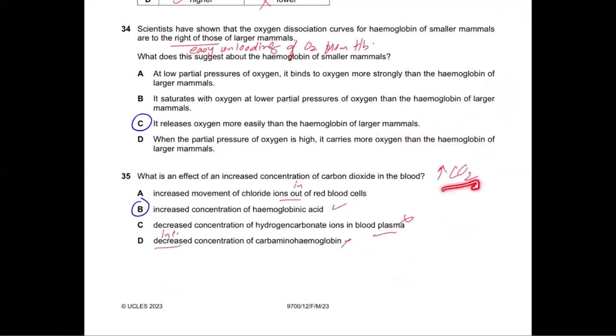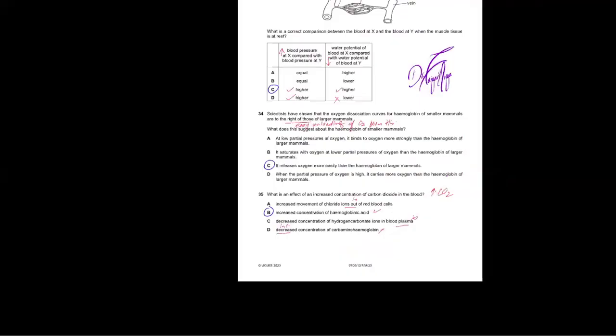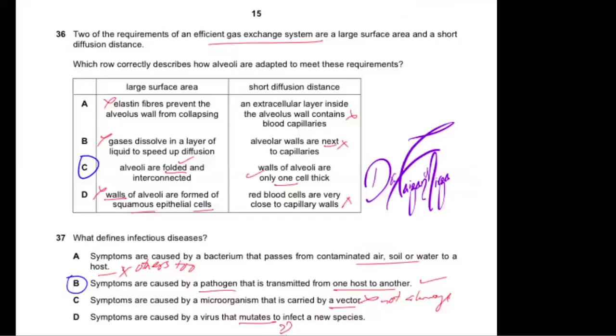So if you increase CO2 in blood, do chloride ions move out of the red blood cell? No, they move in. Increased concentration of haemoglobinic acid? Yes, HHb increases because H plus ions increase, then they bind to hemoglobin. Decreased concentration of hydrogencarbonate ions in plasma? No, HCO3 is not affected by this because it is inside the red blood cell cytoplasm and not in the plasma. Decreased concentration of carbaminohemoglobin? No, it would increase as well because CO2 will bind to hemoglobin to form carbaminohemoglobin.